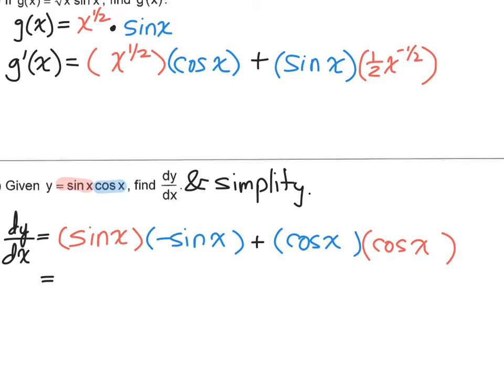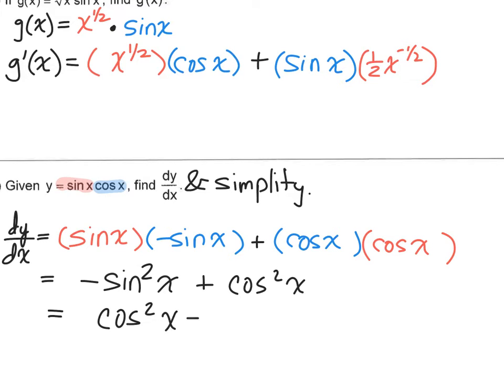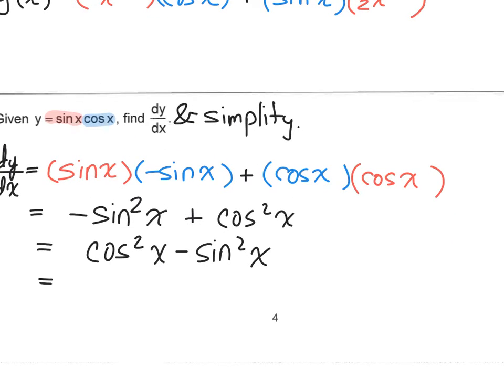Negative sign times negative sign is what? Negative sign x squared. Cosine times cosine, that's cosine squared. I'm going to rewrite this as cosine squared x minus sine squared x. Which is equivalent to what? Cosine 2x. Very good. All right, so a very simple answer.